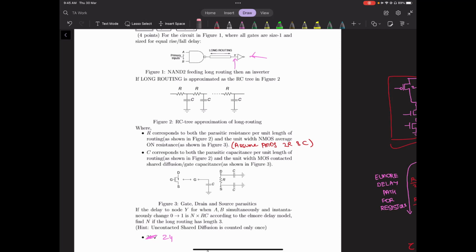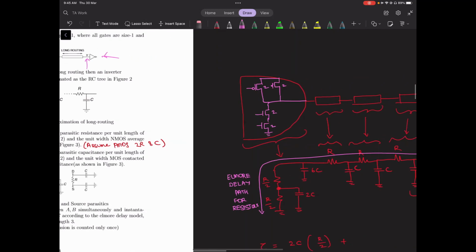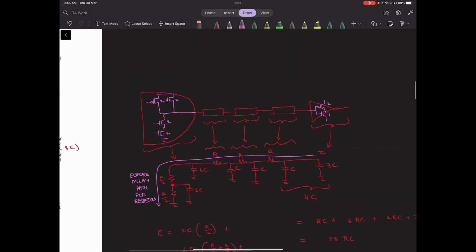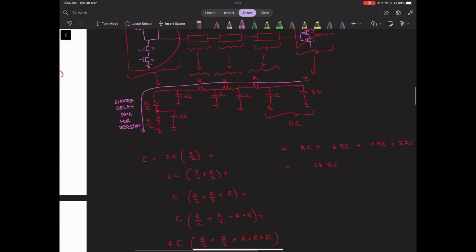So let's get started. First we redraw the diagram with 3 parasitic nodes, because we've been given that the length is 3 units, which means the RC tree that represents the long routing will have 3 elements. Then this is the circuit diagram of the NAND gate, and this is the circuit diagram of the inverter, with the sizes shown for equal rise and fall delay. They're all 1x devices.